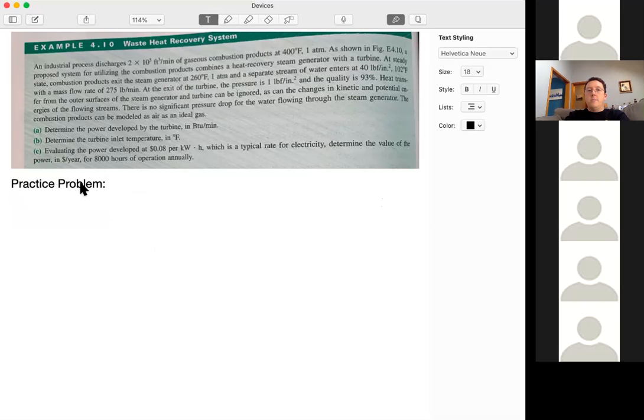There's an industrial process that discharges... So this is a waste heat recovery system. The idea is you've got this hot exhaust, and you're like, well, maybe I can use that, and I've got some other water that I want boiled. So maybe I can use the exhaust that was just dumping into the air to heat up the water. And the real question is, how much money can you save by doing this?